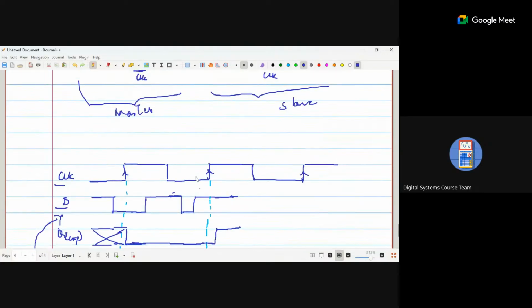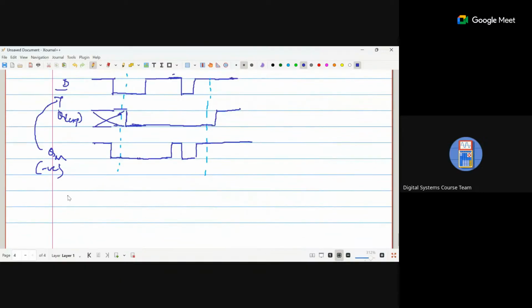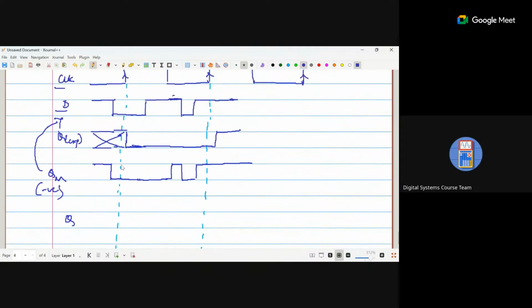Okay. Now plotting for Q, this is a positive latch. So for the positive latch, your D is basically the QM. That is, the QM is the input for this particular latch, and your output is Q. So your input is QM, and your clock here is on the positive side. Positive, no? So this is the positive latch.